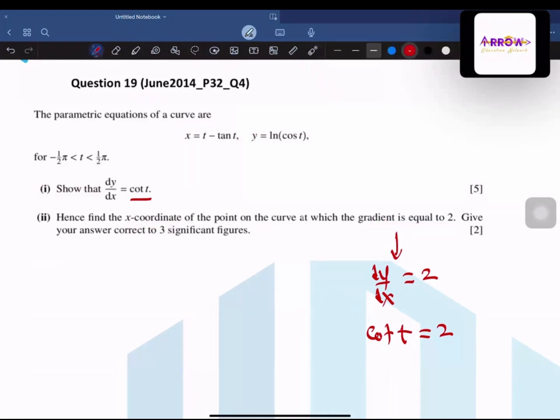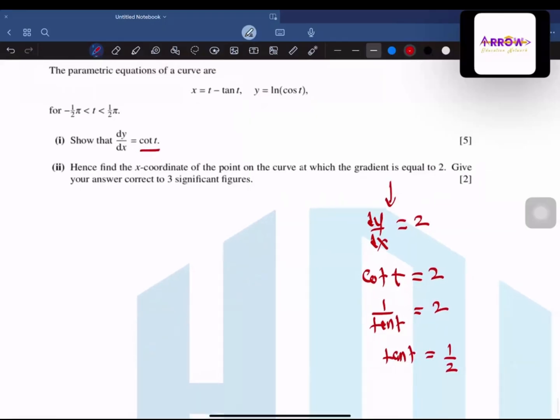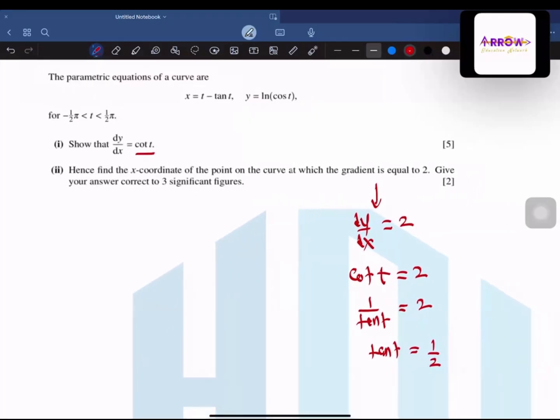So in place of cot t, I'm going to write 1 upon tan t. So 1 upon tan t is equal to 2, which means tan t is equal to half. All right, and then we are going to solve the trigonometric equation in the usual way, which we do since P1. First of all, I'm going to find the basic angle alpha. So basic angle alpha is equal to tan inverse half. So what is the value of tan inverse half?